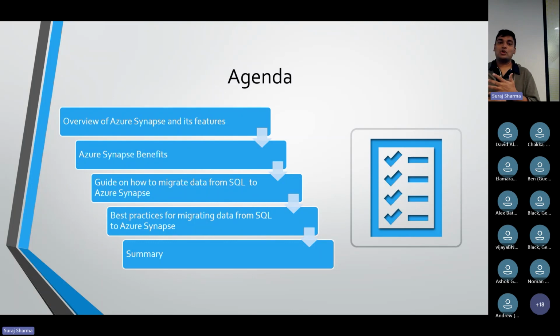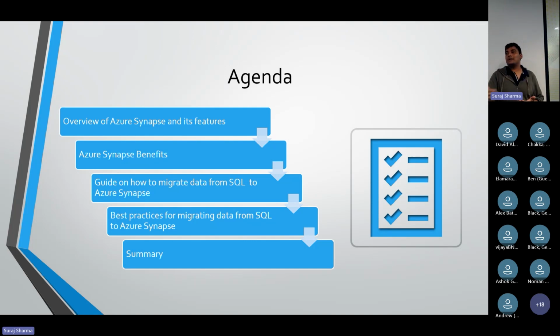First, I'm going to talk about what Azure Synapse is and what its features are. What are the benefits you are going to get if you want to migrate to Azure Synapse? Because there are a lot of databases available, what's the need? Why do we want to migrate to Azure Synapse? If you have decided, you have done your POC, and you have compared the other competitors available in the market, Snowflake, Redshift, and Synapse, and you have decided, okay, we have to go with Synapse.